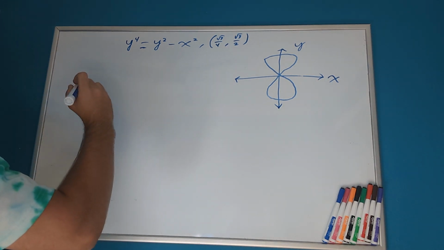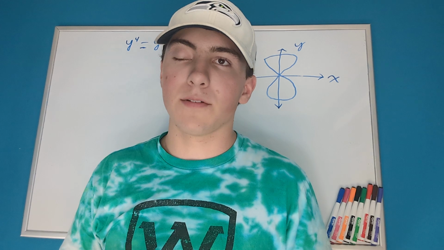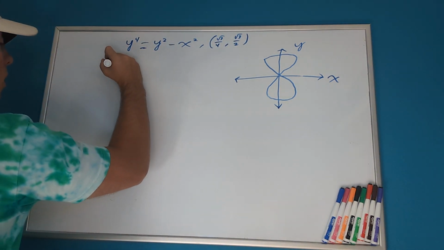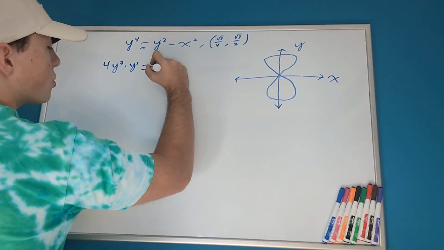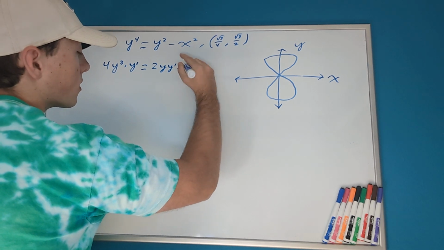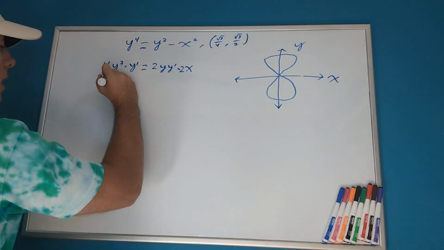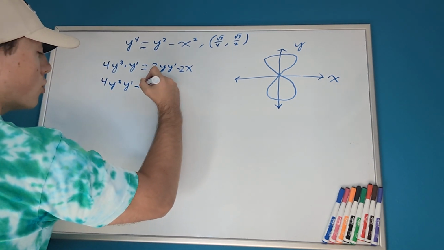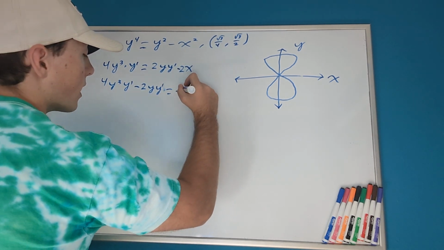Well, we're going to implicitly differentiate. I'm going to assume you've already seen my other video on implicit differentiation, so I'm going to move a little bit quicker through those steps. So we get 4 times y cubed times y prime equals 2y prime minus 2x. Then we get 4y prime minus 2y prime equals negative 2x.